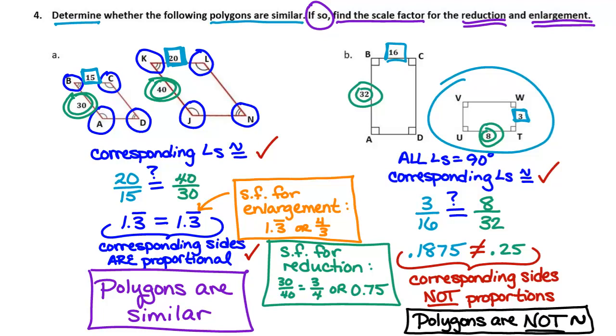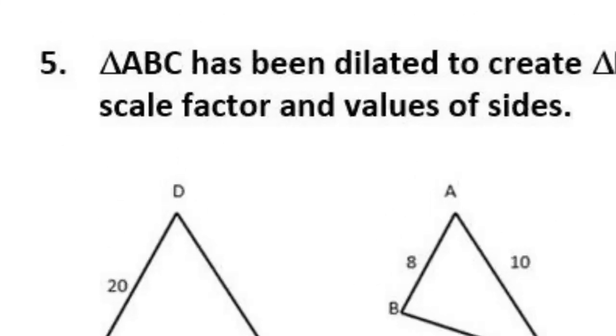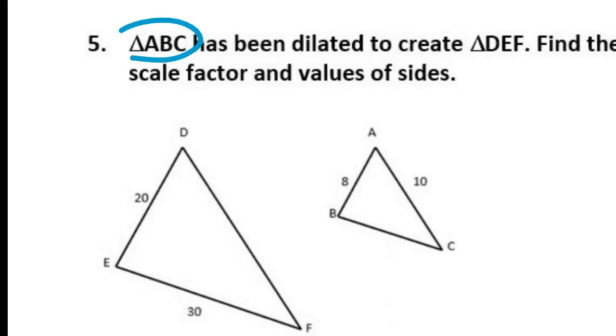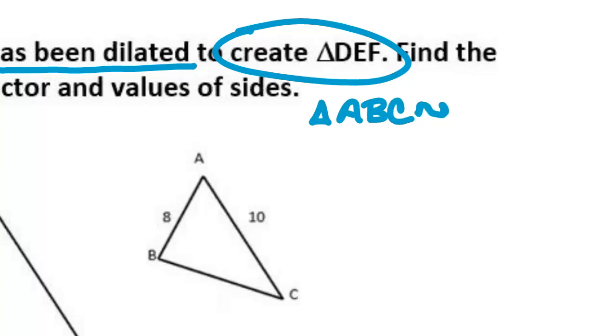We're going to flip the page and do just a little bit more. So we still have 14 minutes, technically. We're going to do at least number 5. We might push on and do number 6. On number 5, it tells me that triangle ABC has been dilated. If I know one figure has been dilated to create the other one, that means they have to be similar. So triangle ABC is similar, squiggle, to triangle DEF.